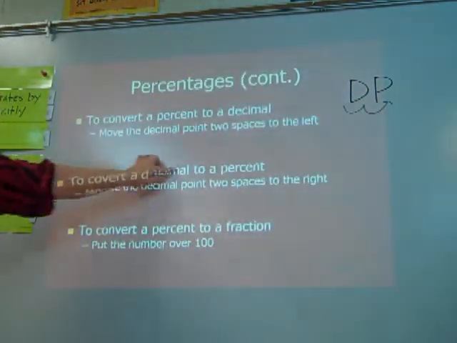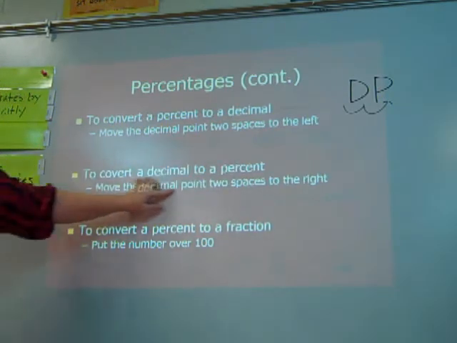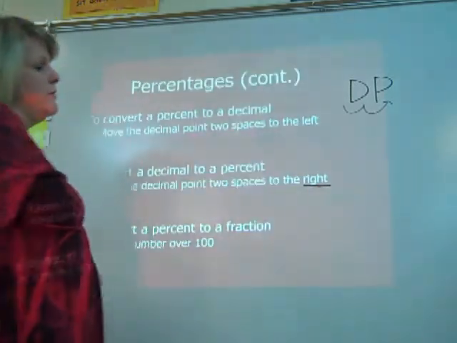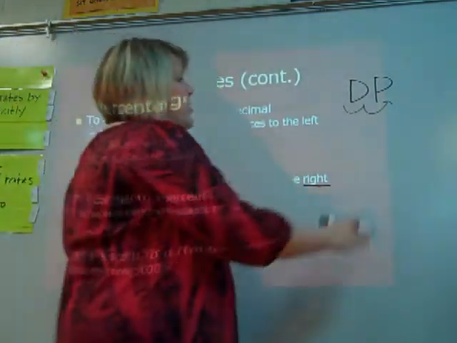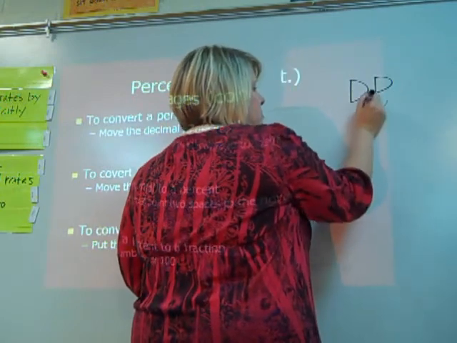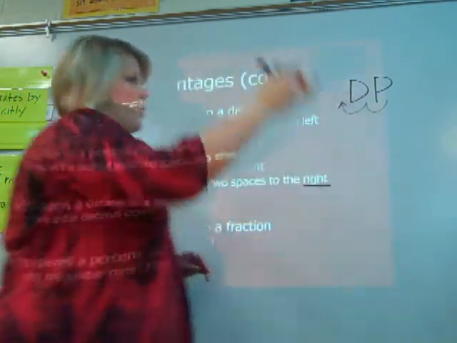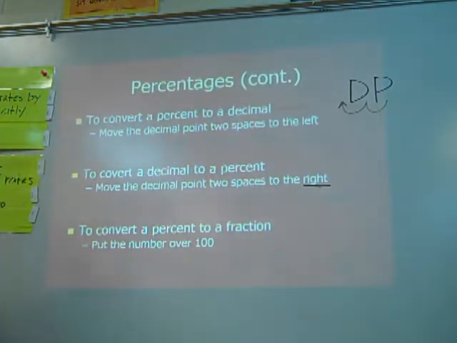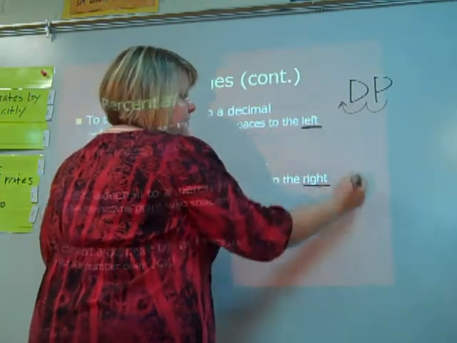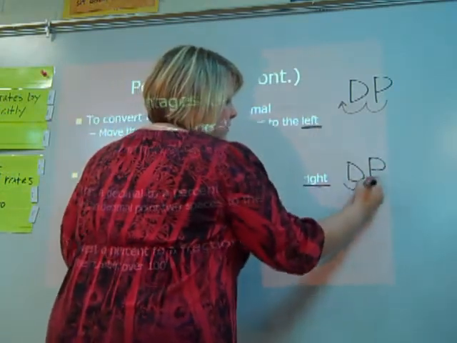So to convert a decimal to a percent, move the decimal point 2 spaces to the right. Right, so D to P, you would move 2 to the right. If I want to convert from a percent to a decimal, I move my decimal 2 to the left because I'm going from P to D. It's always 2 spaces. There's 2 letters there. It's always 2 spaces, but which direction? D to P, decimal to percent, you go to the right. P to D, percent to decimal, you go to the left.